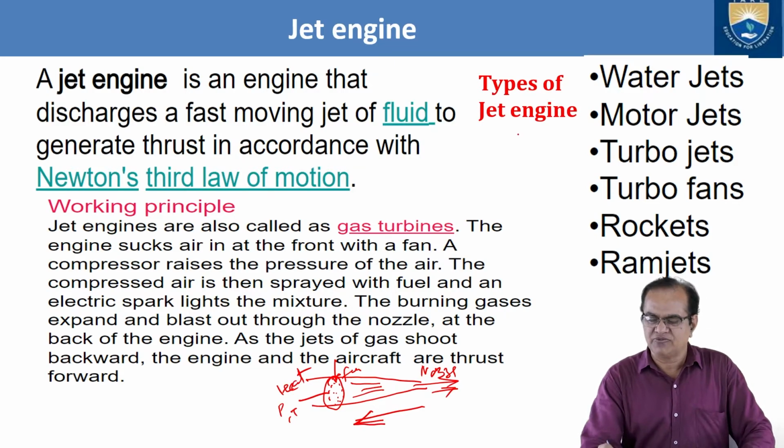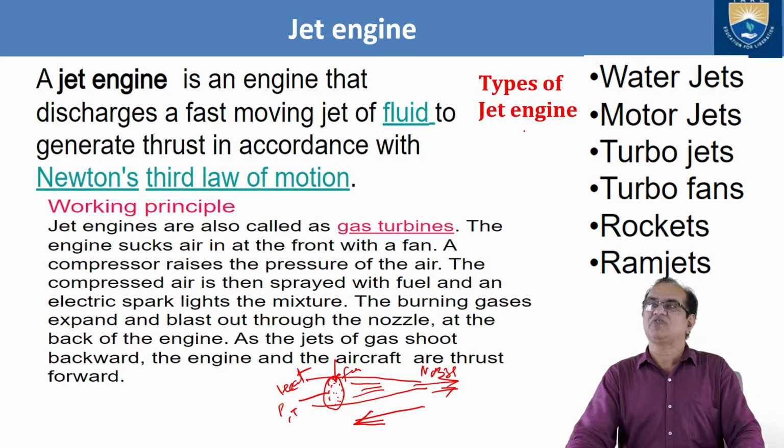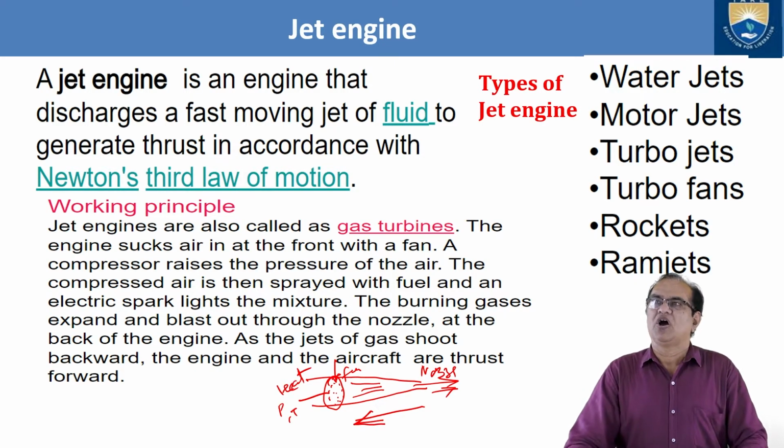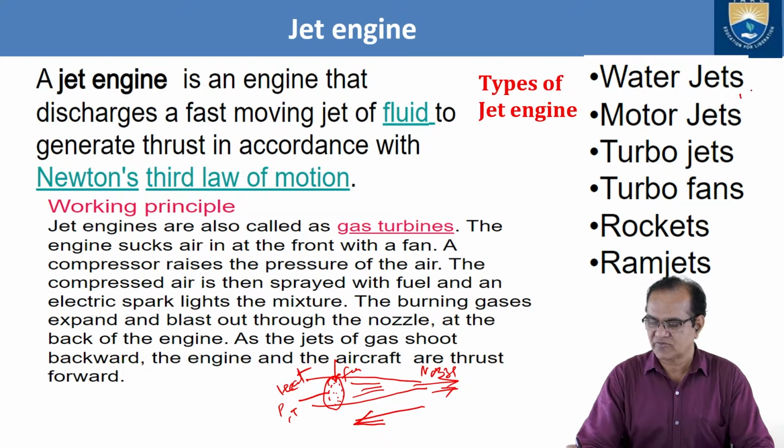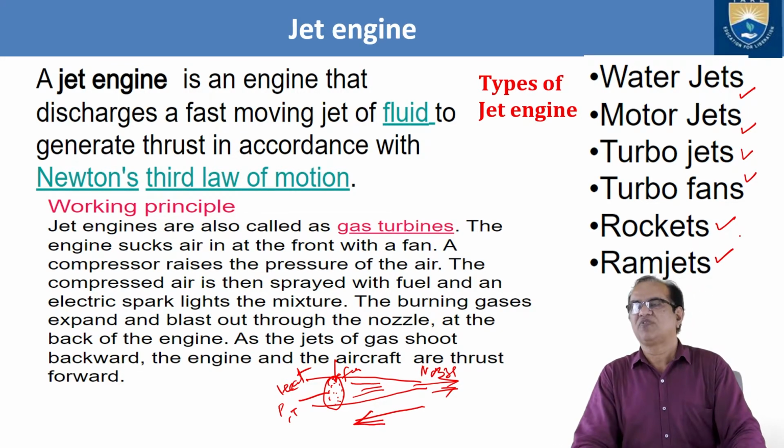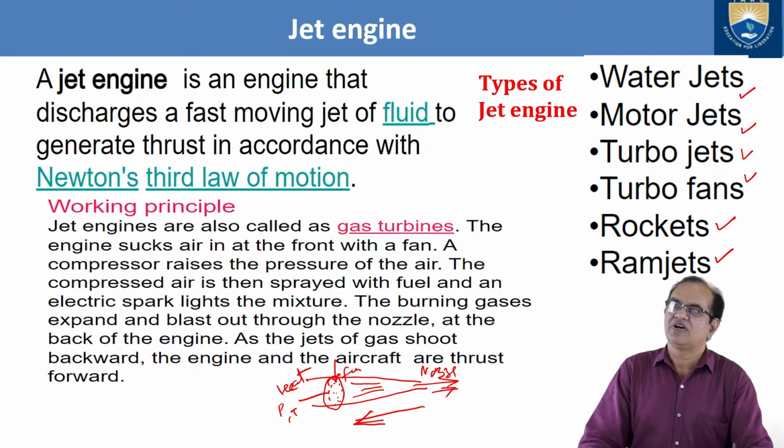Now, types of jet engine. We have the water jets, then motor jets, turbojets, turbofan, rockets, and the ramjets. So these are a few types of jet engine.